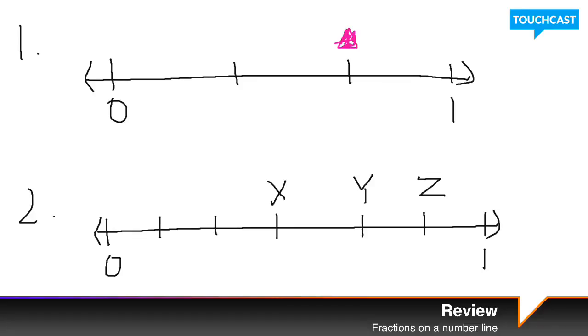All right, now this is a little bit of review for you, and I can't wait to see what answers you come up with. For number 1, I want you to label what fraction is represented by this triangle on the number line. And number 2, I want you to figure out which of these letters, X, Y, or Z, is representing 5/6. Which of these letters on the number line represents 5/6? So I want you to answer those questions, and let's see if you get them right. Nice job.